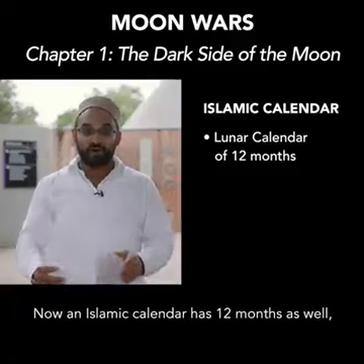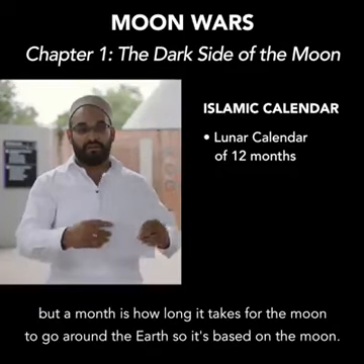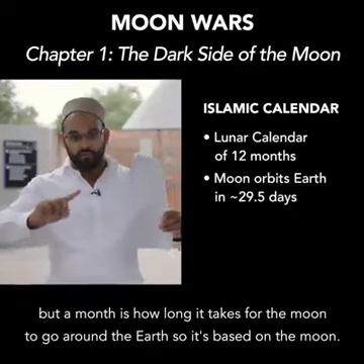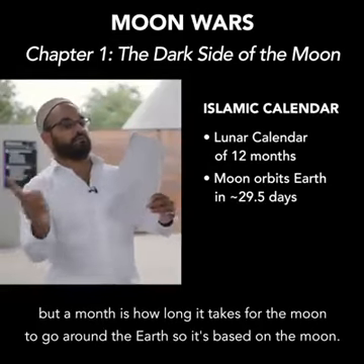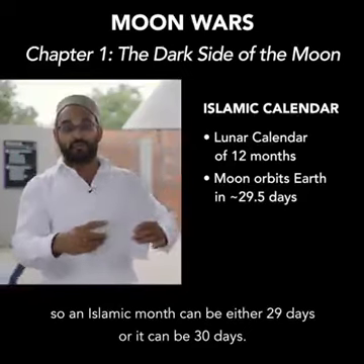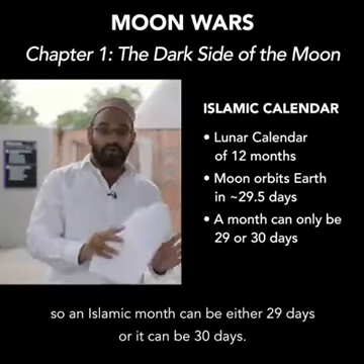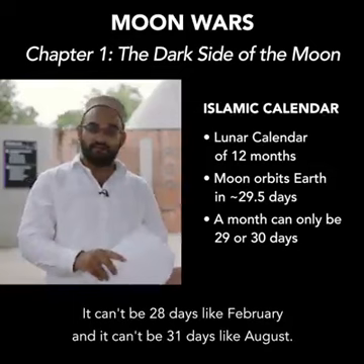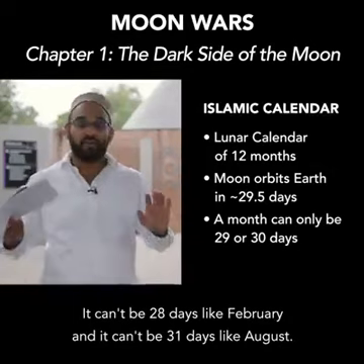Now, an Islamic calendar has 12 months as well, but a month is how long it takes for the moon to go around the earth. So it's based on the moon. It takes 29.5 days for the moon to go around the earth. So an Islamic month can be either 29 days or it can be 30 days. It can't be 28 days like February, and it can't be 31 days like August.